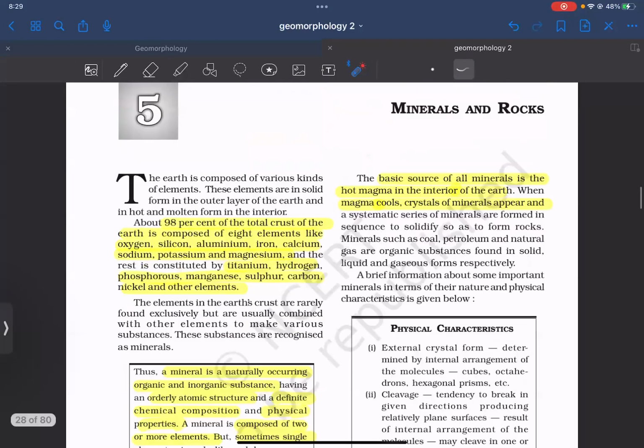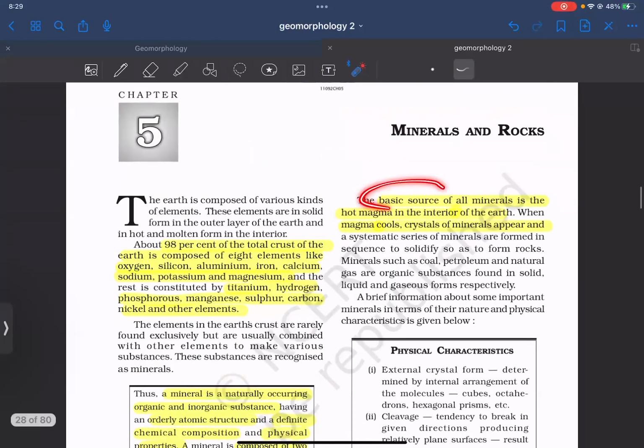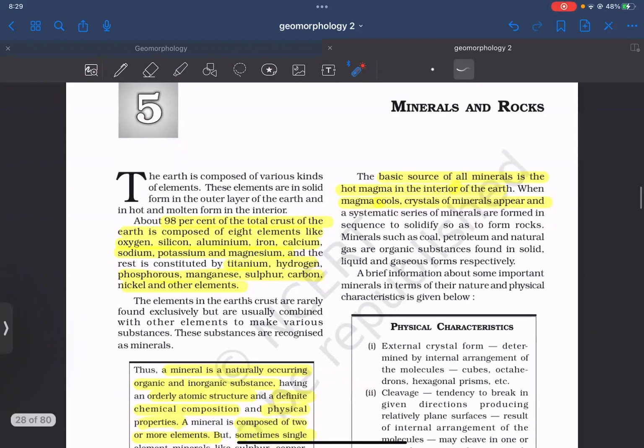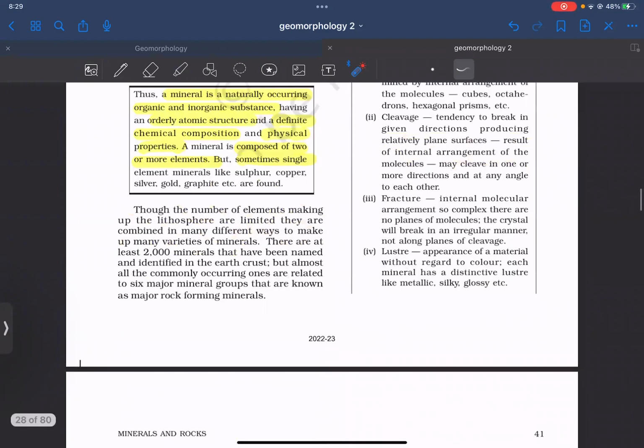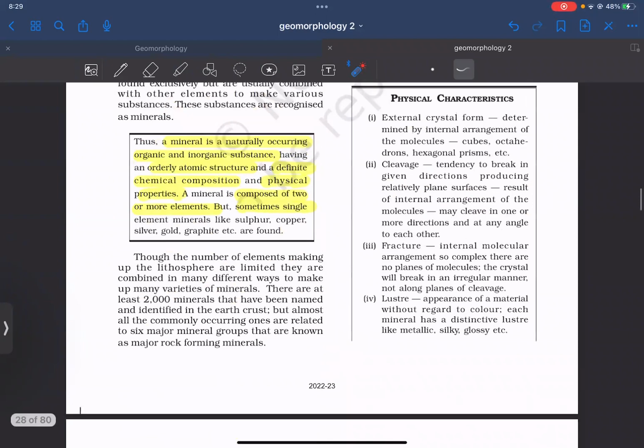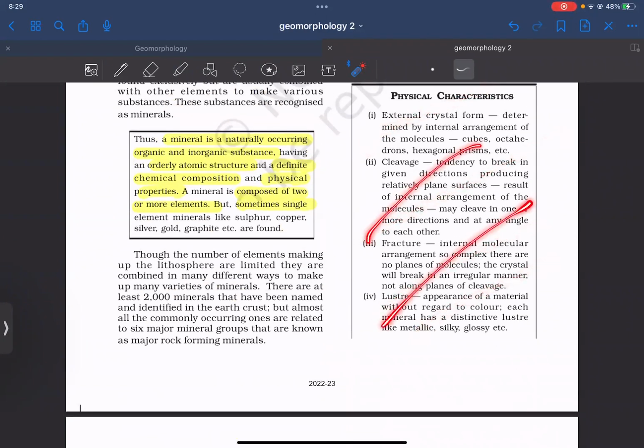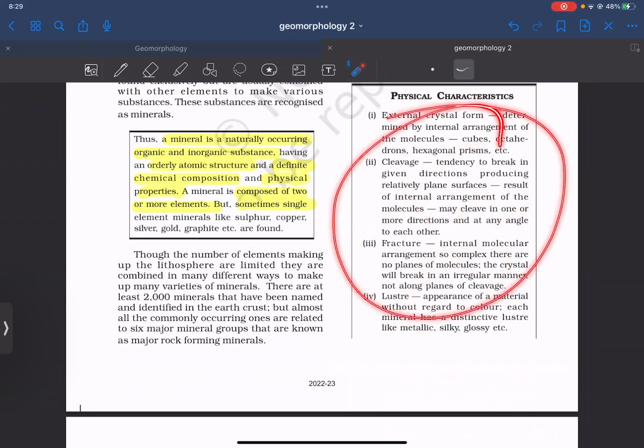So what is the basic source of all minerals? Simply hot magma. How is magma generated? Rocks are getting melted, and rocks are made up of minerals. So those minerals come to the surface of the earth via magma, and when they reach the surface, they cool and solidify, and through these rocks we obtain minerals. The physical characteristics are not important and hardly UPSC will ask. If you really have time, you can read them. Otherwise, no need. For a state exam, you can read, of course, but not for UPSC.